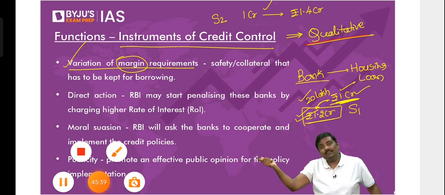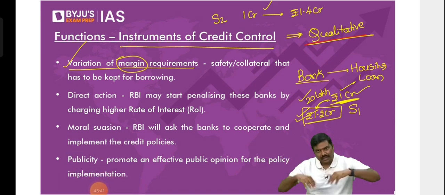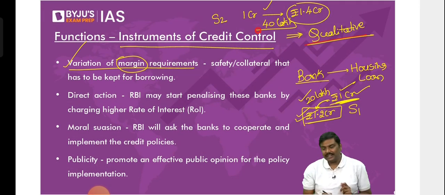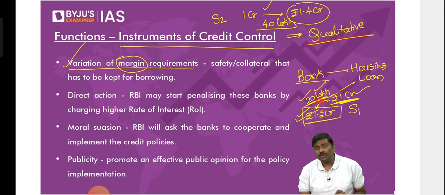The demand in the market automatically comes down. Can we do it vice versa? Of course, yes. Imagine the margin right now is 40 lakh rupees. The margin will be reduced to 20 lakh rupees.